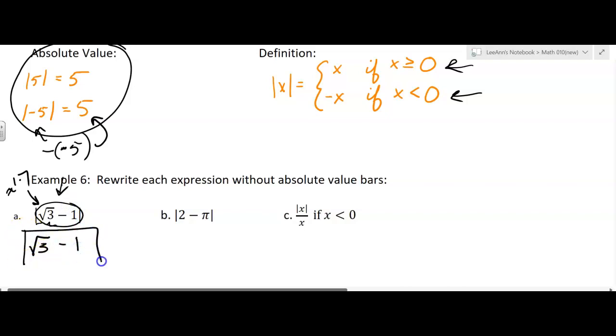There, I've taken care of the absolute value, and the value is the square root of 3 minus 1. Now, you might be saying, well, why don't you get a decimal approximation? If they don't tell me to, I'm not going to do that. This is considered an exact answer.